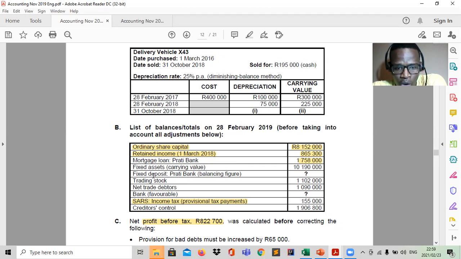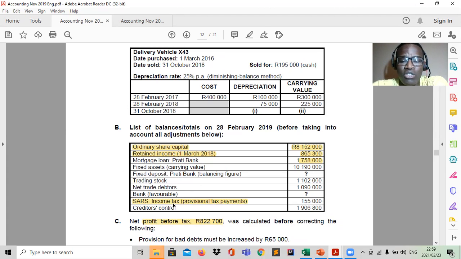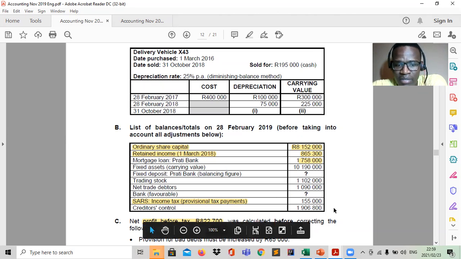Then fixed assets, we ignore. Fixed deposit, we ignore. Trading stock, we ignore for now. Net trade debtors, we ignore since we've not covered them. For bank, we'll just ignore for now. SARS income tax, provisional tax payments, and we are told that there are 155. This one we've covered in the previous lectures, where we discussed that provisional tax payments are required by SARS to be paid by companies. The whole reasoning is so that at the end of the tax period, when the company determines the income tax due to SARS, it does not have a huge burden of the amount to pay. So these are the provisional tax payments that have been paid so far, of 155, right?